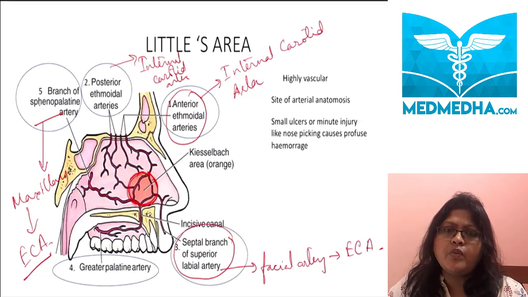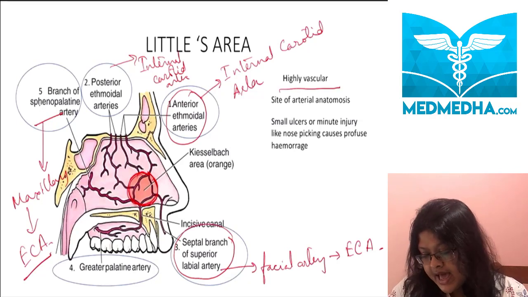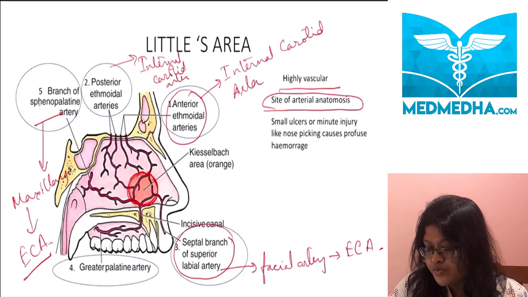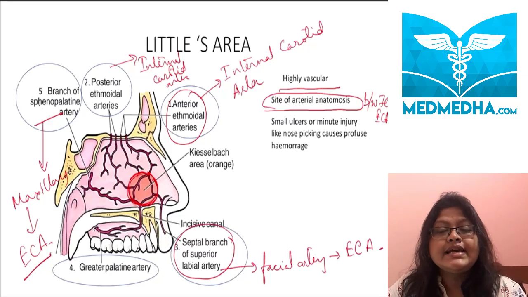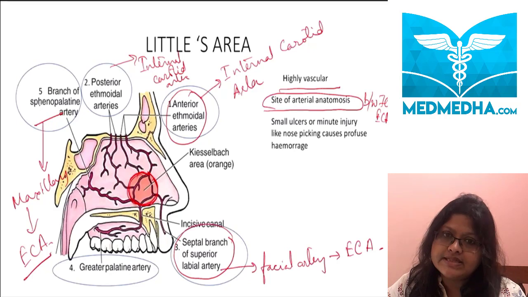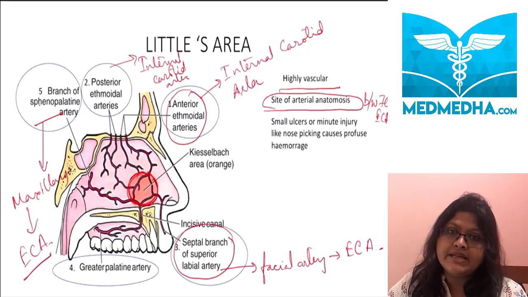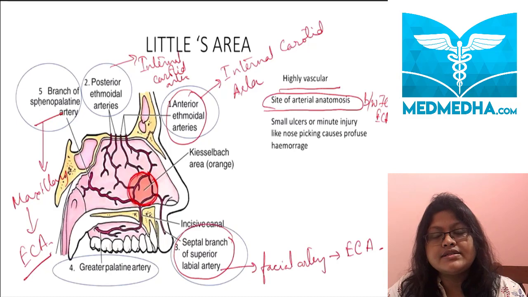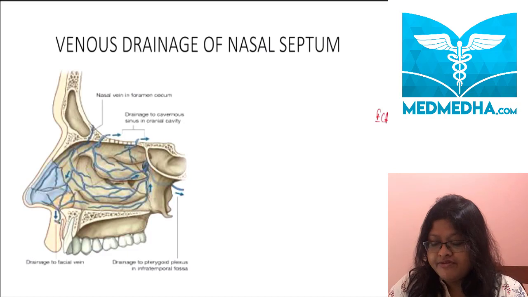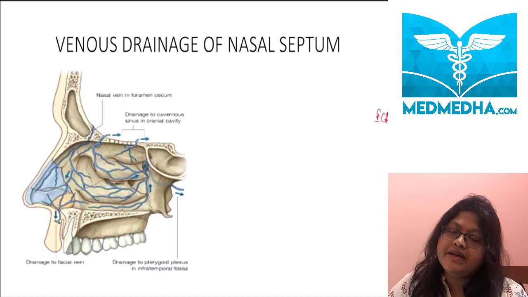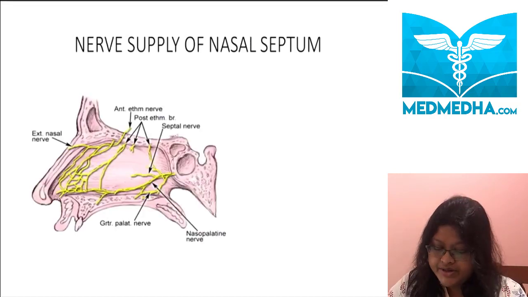So this is an area which is highly vascular and it is a site of arterial anastomosis between the ICA, that is the internal carotid artery, and the external carotid artery. So if by trauma like nose picking or by small ulcers this area gets affected, there is profuse bleeding. So Little's area is a site of profuse bleeding if there is any trauma. The venous drainage of the nasal septum will be according to the arterial supply.